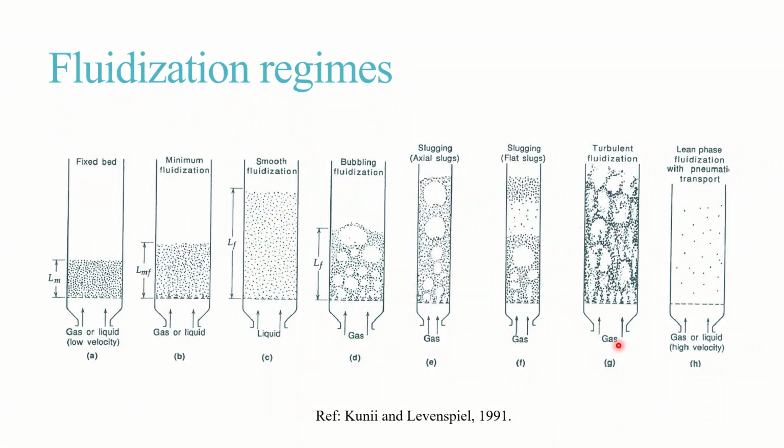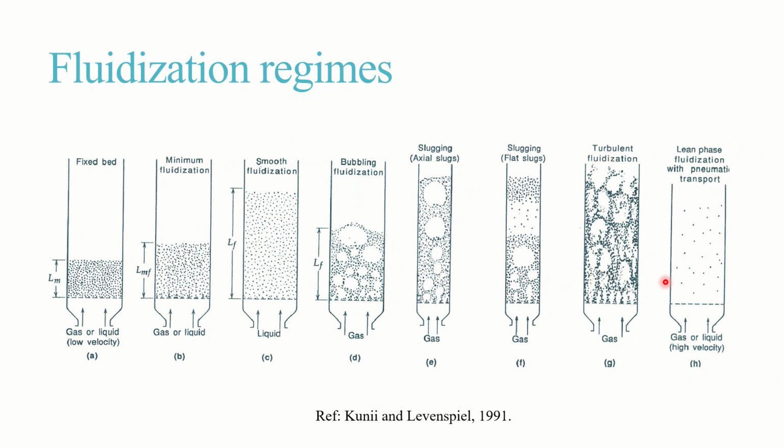But we can observe that with further increase in the gas velocity, more and more bubbles are getting formed, and they go over the top, and here the bubbles would burst, and the particles that are carried along with the bubbles would be thrown out, and there would be a turbulent regime happening over here, and this is known as turbulent fluidization.